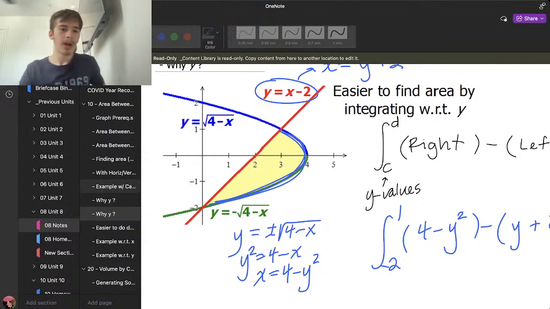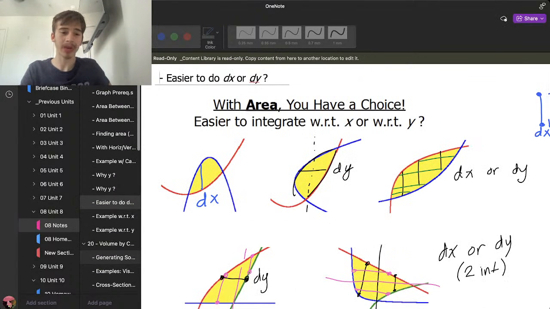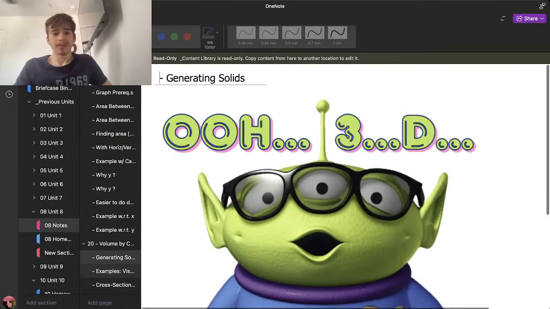Too many comments. With respect to y, with respect to x. Sometimes it's easier y, sometimes it's easier x. Rely on x, or rely on y.